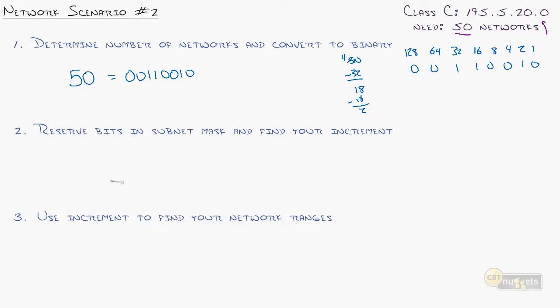Okay. Step 1, check. We got it. Now, step 2, reserve bits in the subnet mask and find your increment. Again, don't skip it at this point.